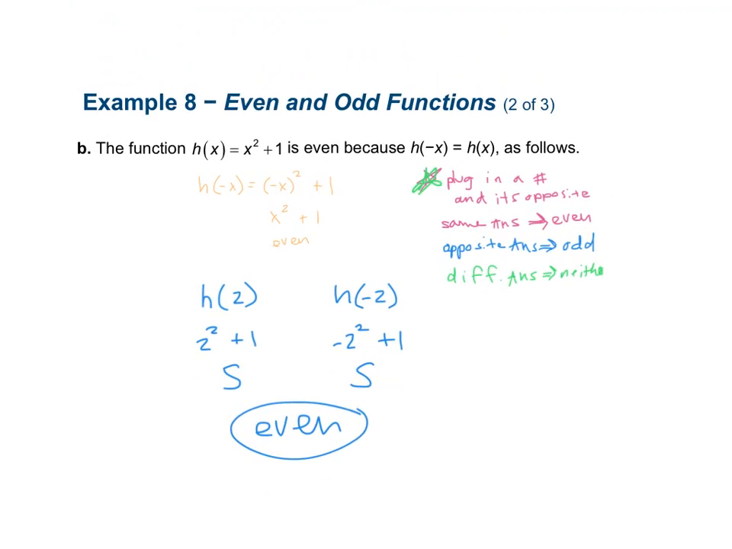So this is the algebraic way to solve it, but this is kind of like a shortcut trick to solve it, which I think plugging in a number and its opposite is a bit easier. It's kind of less confusing.